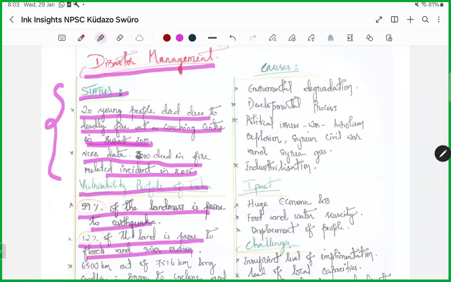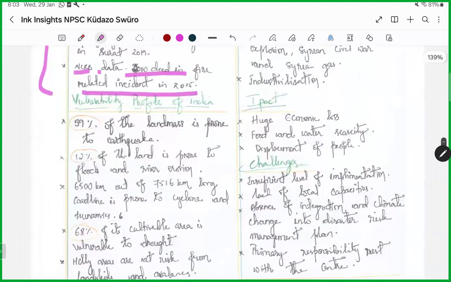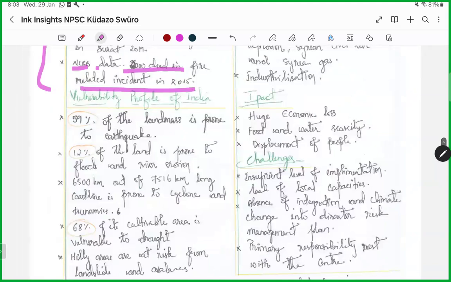According to the NCRB, National Crime Record Bureau data, 2,000 people died in fire-related accidents in 2015 in India. The National Crime Record Bureau states about India only. Of course, sometimes it also states the international status, but that is only for comparative study. So this is the vulnerability profile of India.